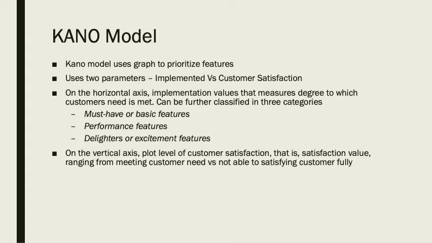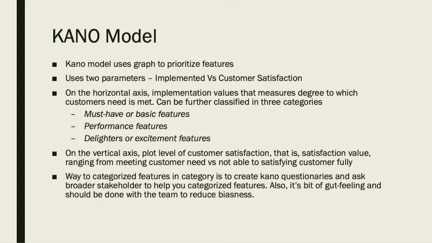On the vertical axis we will plot customer satisfaction, a value that will help us see whether the customer's needs are met or not, and whether we are able to satisfy the customer or not. How are you supposed to get those values? You may not be able to understand everything yet, right?